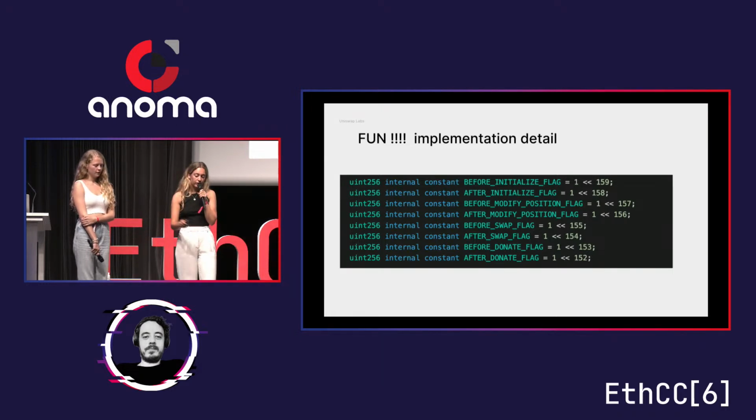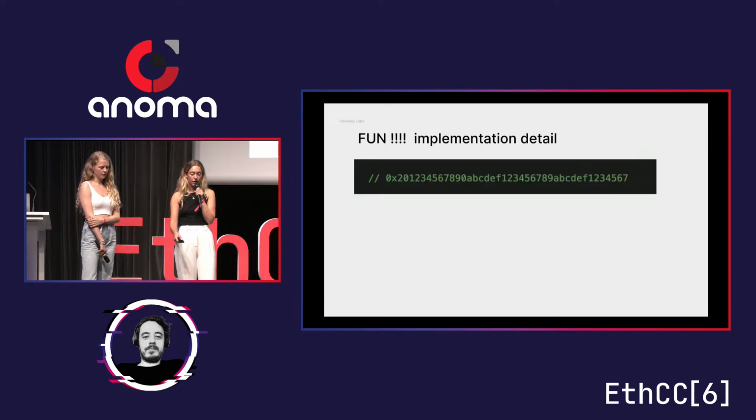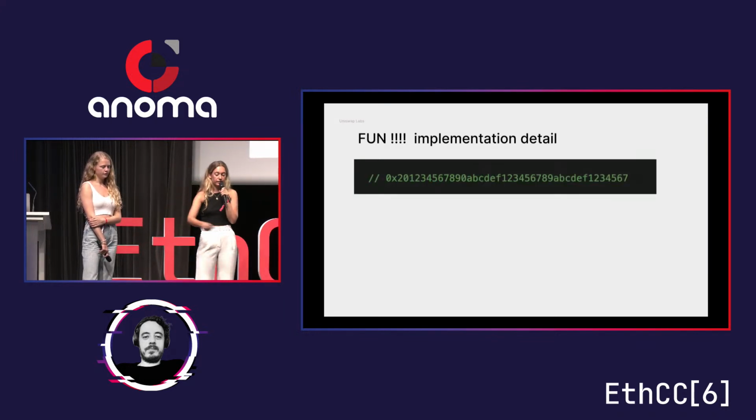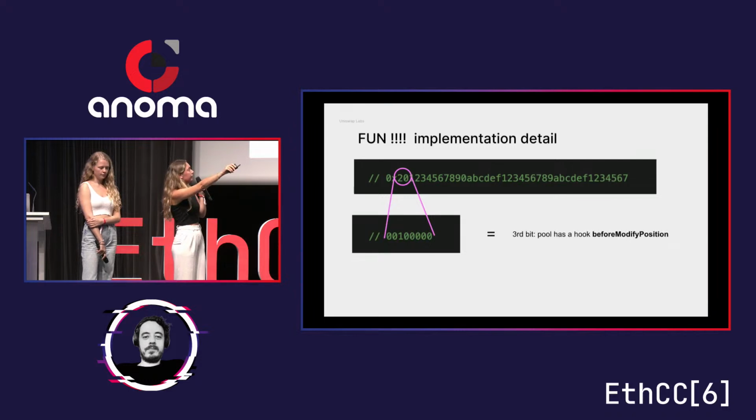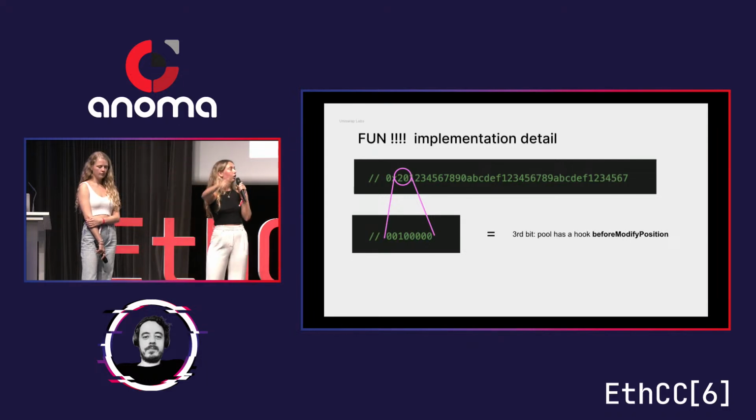Let's say, to give a little deeper of an example, we can say that this is some address that we have deployed a hook at. It's the address that we're going to use to initialize the pool. What's happening under the hood is we're actually looking at the first byte of the address, so this 20. We can see that translates to binary, to this value here, where there's a bit enabled at the third position. And that means that the pool has a hook at the before modify position flag.